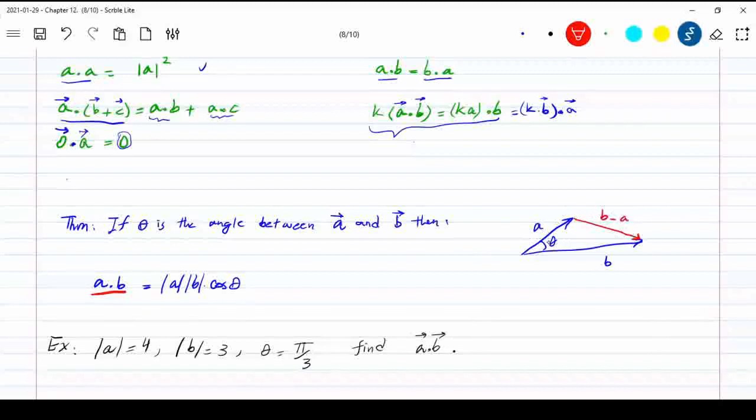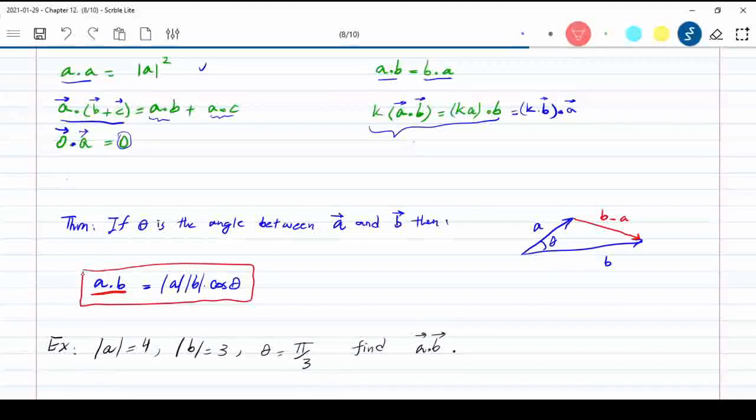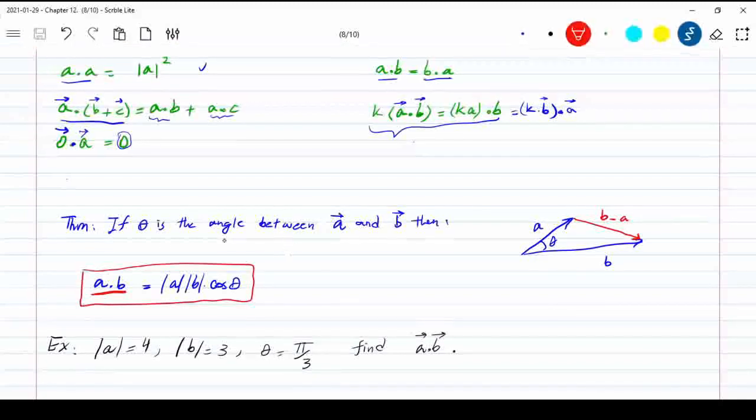Then you can use the law of cosines and you can prove that this is basically true. I don't want to go through the proof, but notice that the dot product can be related to the magnitudes and the angle between two vectors. Which means if you have two orthogonal vectors, the cosine of the angle between them, cosine of 90 degrees, would be 0. So therefore their dot product would be 0.